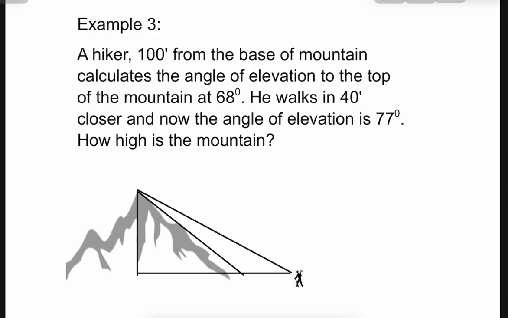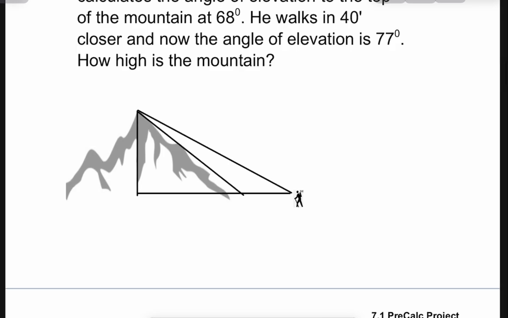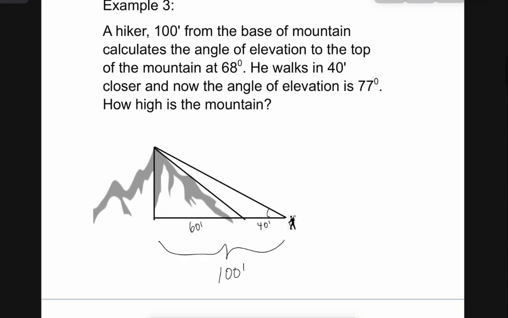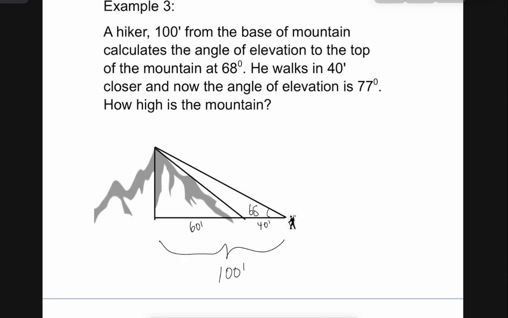Okay. So it says the hiker is 100 feet from the base of the mountain. They calculate the angle of elevation to the top of the mountain is 68 degrees. He walks in 40 feet closer. So what we know is that this is 40 feet. This would have to be 60 feet because the total is 100 feet. The first time he looked at the 100 feet mark, the angle of elevation was 68 degrees. When he walked in again, now the angle of elevation is 77 degrees.